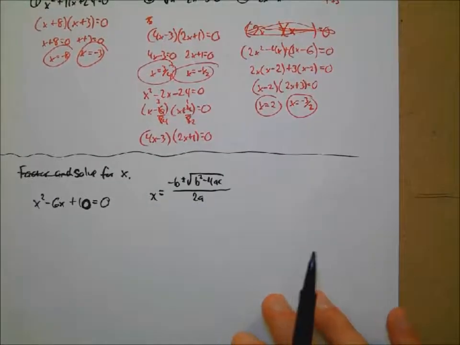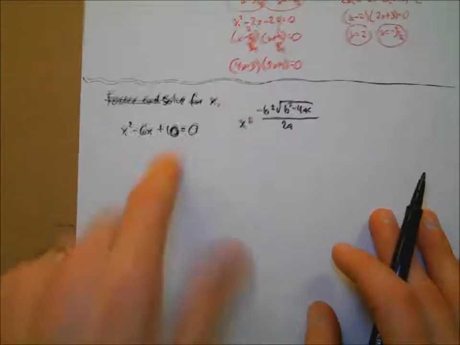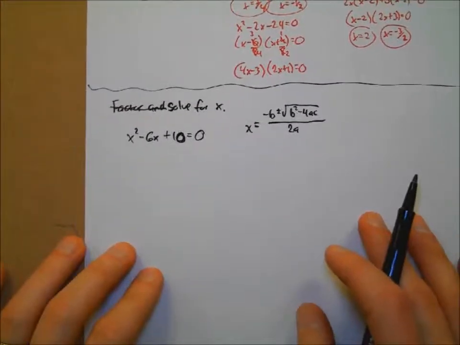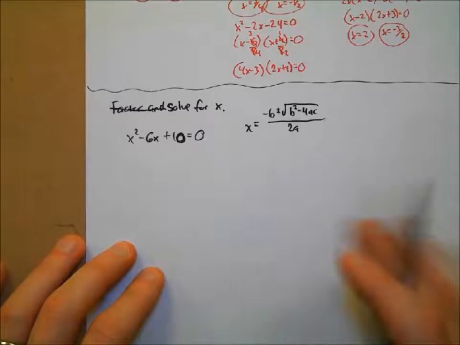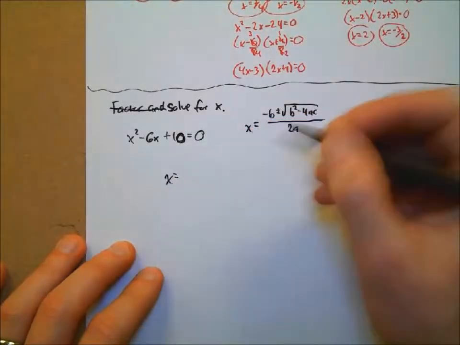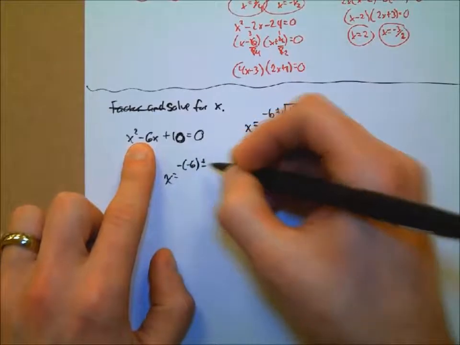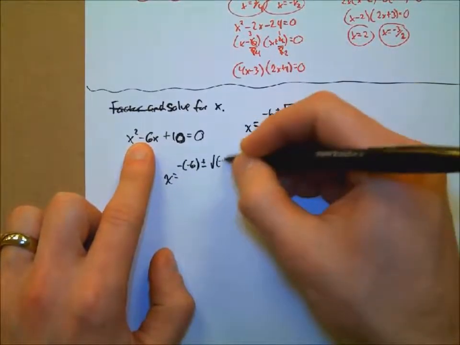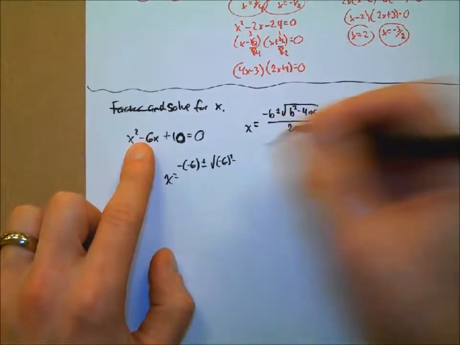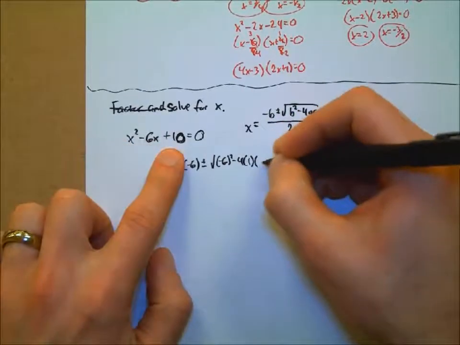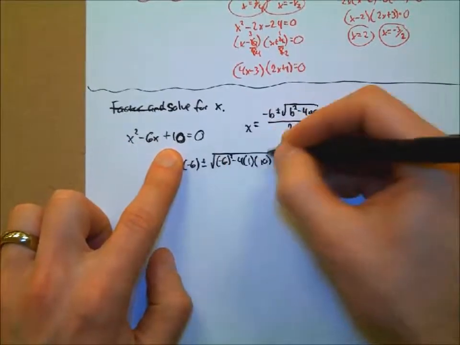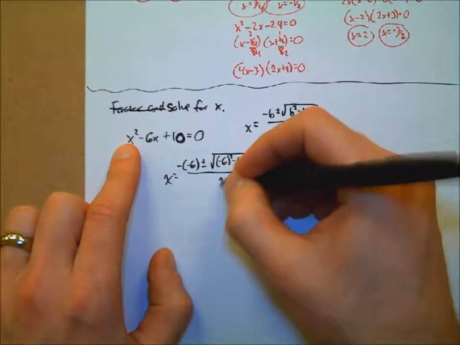It's just harder. But here, for the one that doesn't factor, we can at least try and see if the quadratic formula works. So x equals -6 plus or minus the square root of -6 squared minus 4 times 1 times 10, all over 2 times 1.